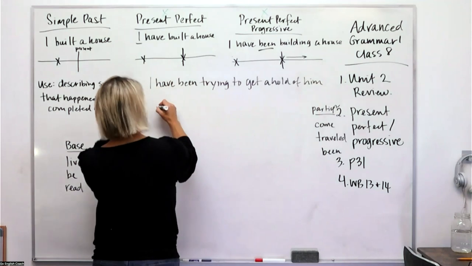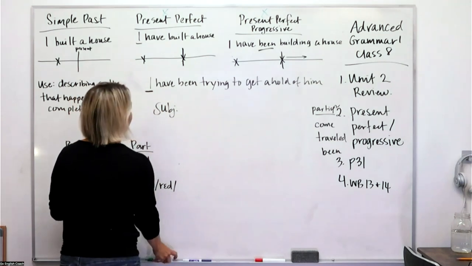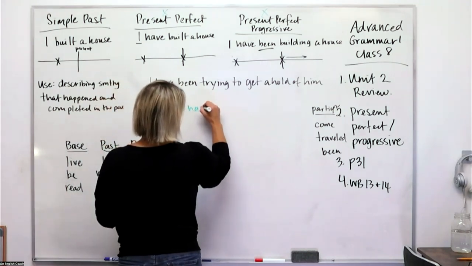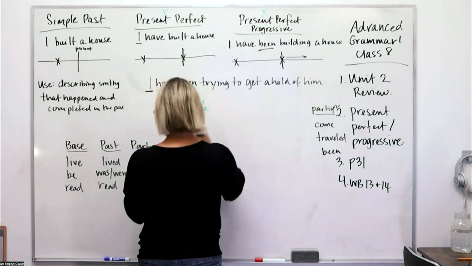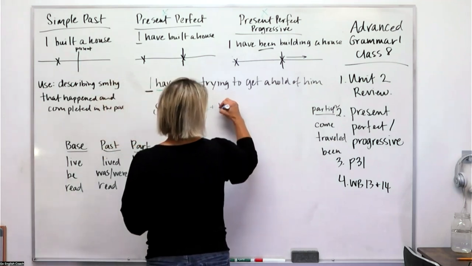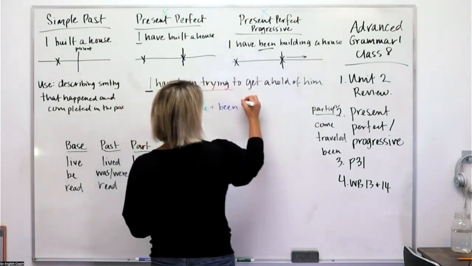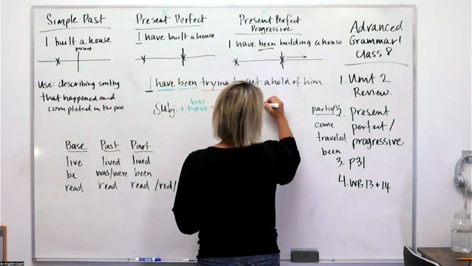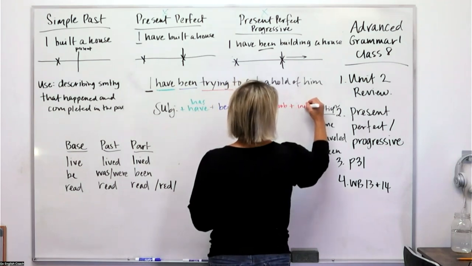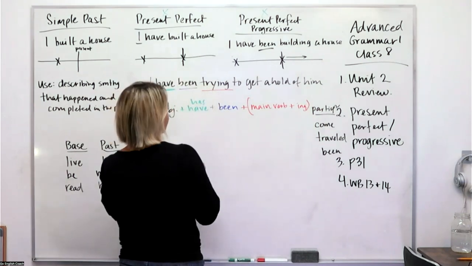So what do we have here? We've got the subject. I is the subject right here, right? And then we have the form of have, so we've got have or has. Okay. And then we've got been. And then we have trying. That's the last part here. So we've got the main verb with ing. And then you've got the rest of the sentence, okay? I have been trying to get a hold of him.